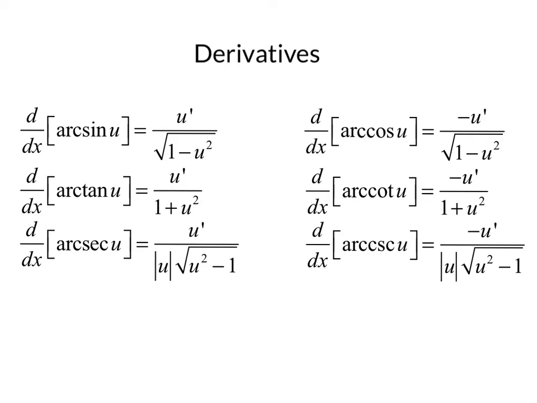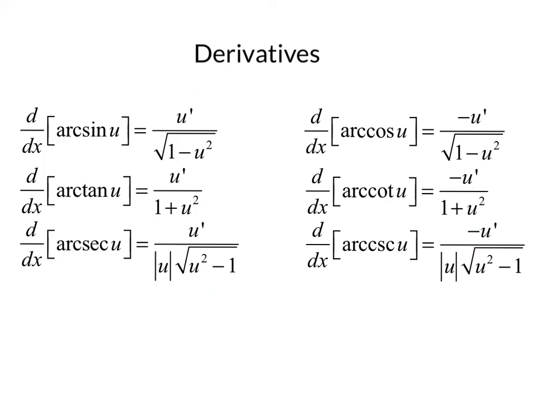So notice, with your arc sine, you have u prime, where u is a function of x, over the root of 1 minus u squared. The derivative of arctangent of u is u prime over 1 plus u squared. Arc secant's derivative is u prime over the absolute value of u times the root of u squared minus 1. And then with arc cosine, arc cotangent, and arc cosecant, they're all the same thing as what's on the left, but notice they all begin with a negative.